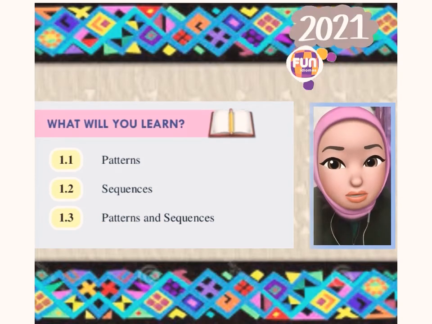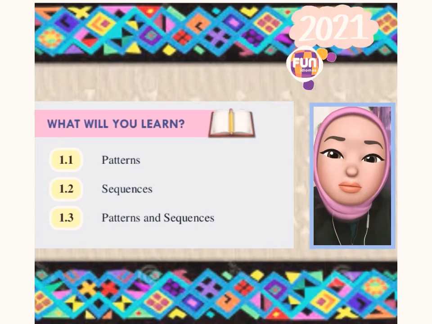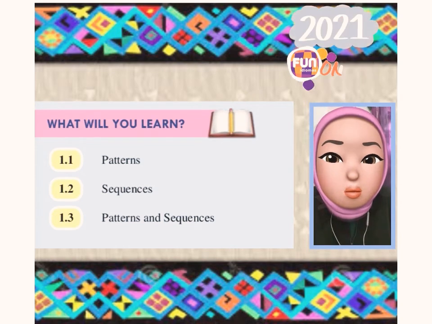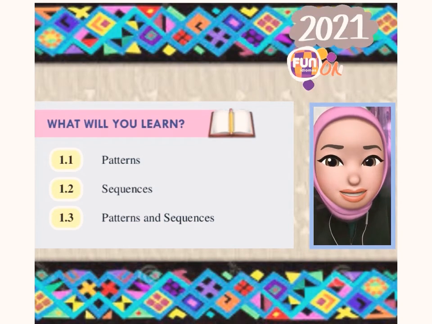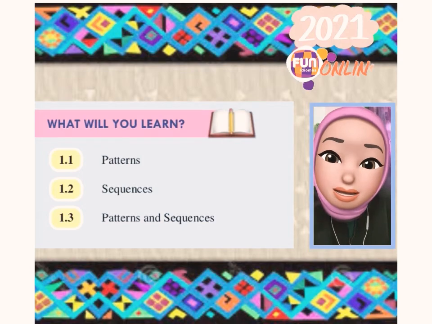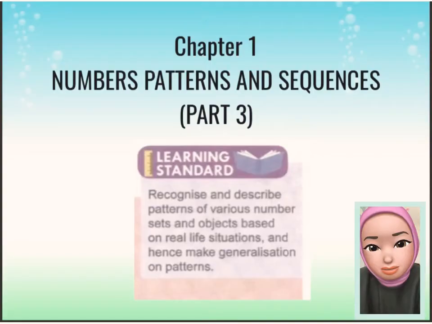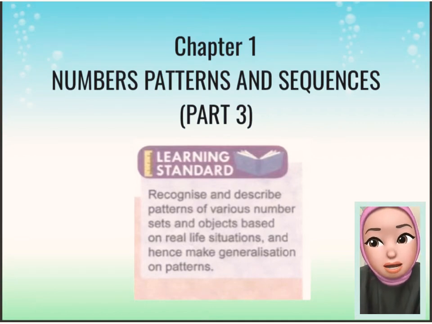What we will cover in this chapter: 1.1 Patterns, 1.2 Sequence, 1.3 Patterns and Sequence. Hi student, today we will learn on patterns of various set of numbers. What is the various set of numbers it can be? First, even and odd number. Second, Pascal triangle. Third, Fibonacci numbers.